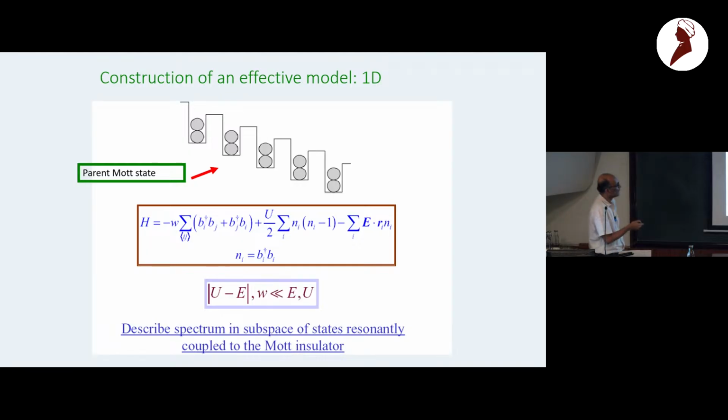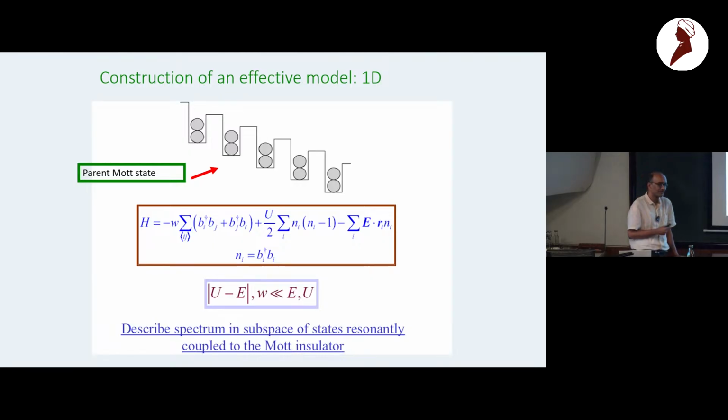So now to understand why this happens, we constructed an effective Hamiltonian, an effective model. We started from this parent Hamiltonian, which has a U, a hopping term and this electric field. We are going to work in a regime where we are in the Mott phase, because that's where this resonant absorption works. So my hopping, as well as the difference between U and E, is much, much less than either the electric field or the interaction potential. That's the regime that we are going to look into.